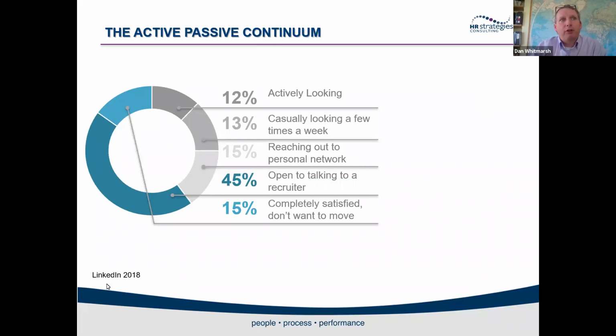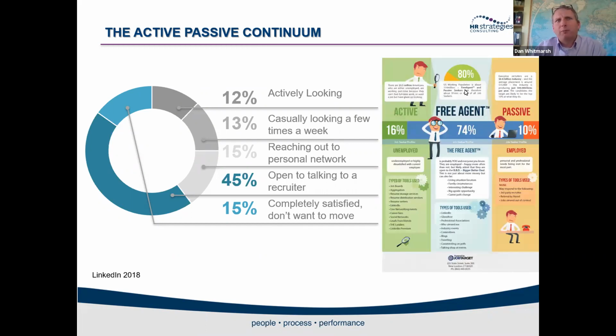LinkedIn has done a great graphic here. I've clipped it from their site, 2018, and they break down roughly where they see the distribution of seekers. You know, 12% are actively looking, 40% are open to talking to a recruiter, 45%, sorry, open to talking to a recruiter, and 15% are just not going to move. They're very content with where they are. On the other side of this, JobTarget does a great research report where they're saying that 80% would look, but then they break it down into different segments. 74% are kind of free agents, 10% aren't going anywhere. So the numbers line up no matter where you look, but there is a normal, almost bell curve of where seekers go.